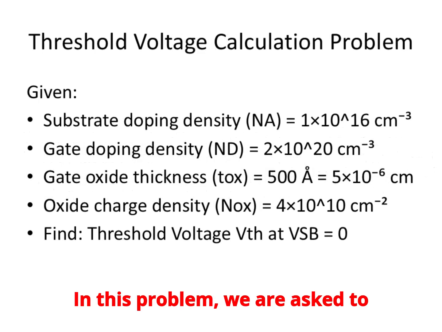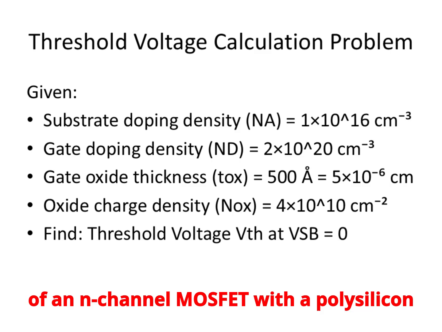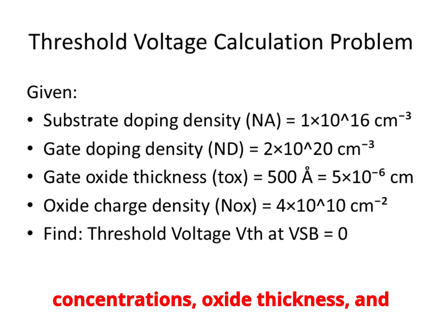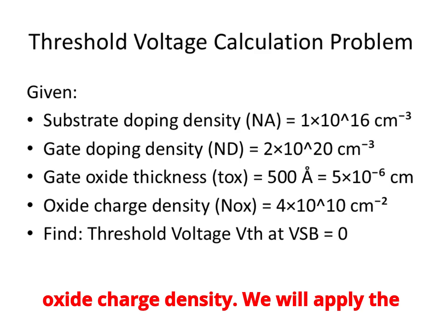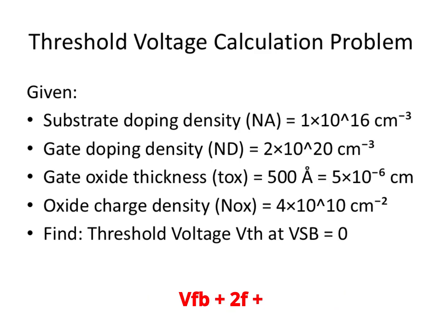In this problem, we are asked to calculate the threshold voltage, Vth, of an N-channel MOSFET with a polysilicon gate. The problem provides doping concentrations, oxide thickness, and oxide charge density. We will apply the threshold voltage formula: Vth equals VFB plus 2φF plus Q_dep over Cox.